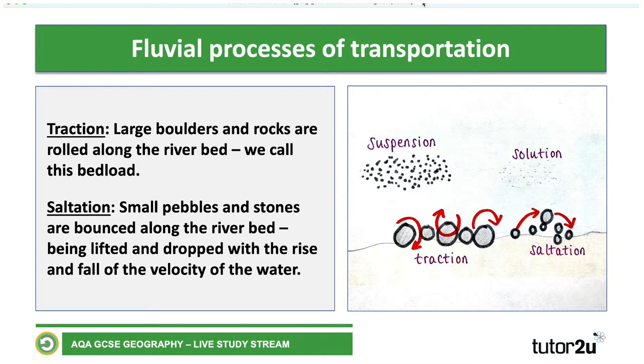The next one down there, siltation. I like this one because I think they look like little froggies jumping along. This transportation process is where the stones and pebbles bounce along the riverbed and the load is alternately lifted and then dropped as the velocity of the river rises and falls. And the pebbles and stones are too large to be continually suspended by the river, but they're not large enough to be dragged along in traction as part of the bed load.